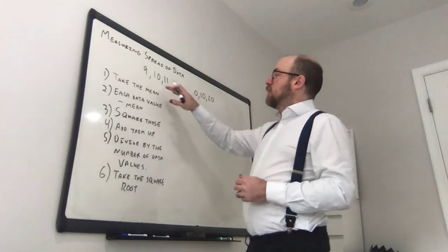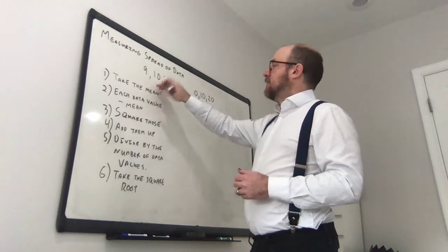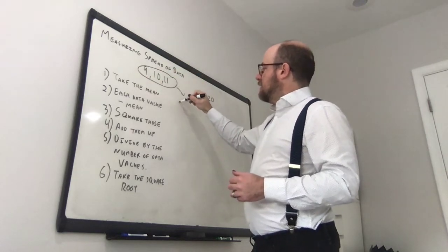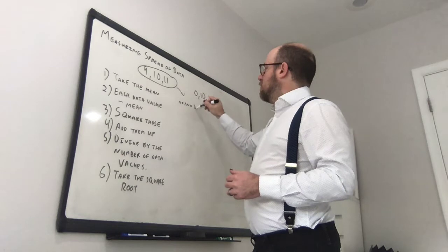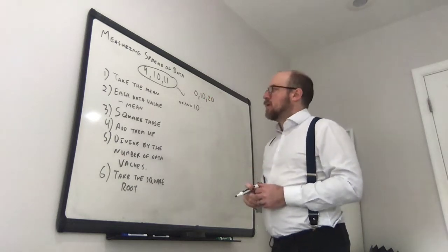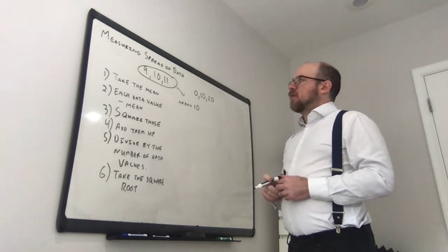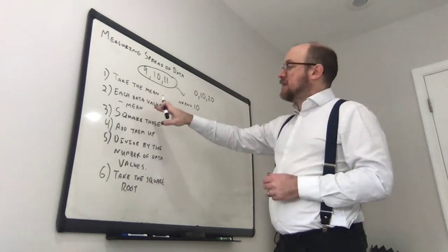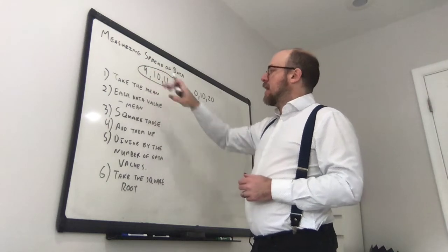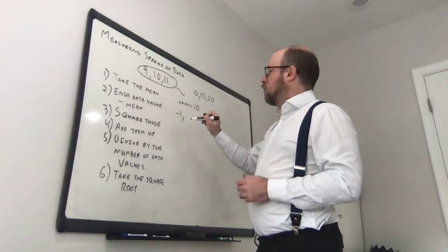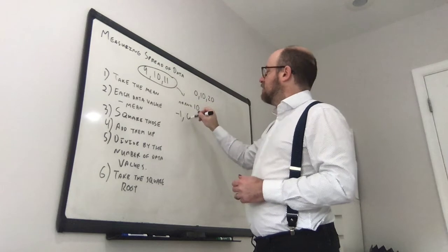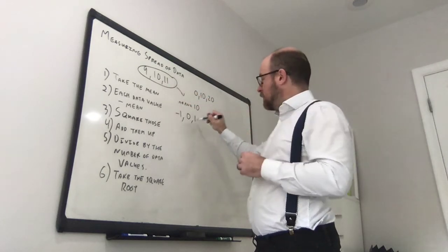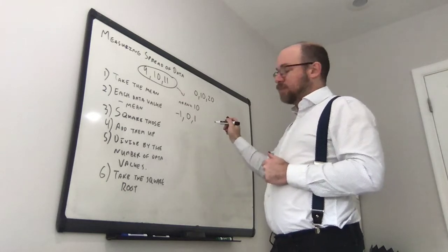Okay? So let's do this for this first set, 9, 10, 11. Okay? So for this one. So we take the mean. The mean is equal to 10. Okay? So that's our mean value here. We found that already. If we take each data value minus the mean, 9 minus 10 gives us negative 1. 10 minus 10 gives us 0. 11 minus 10 gives us 1. So negative 1, 0, 1.